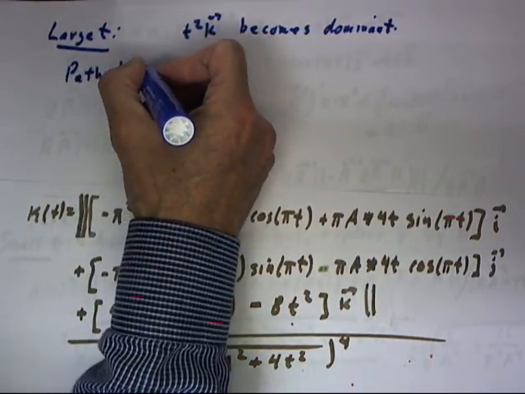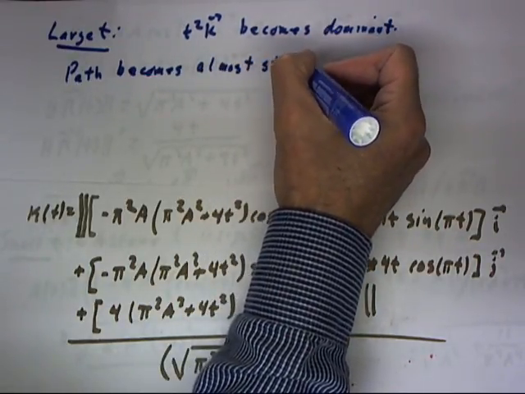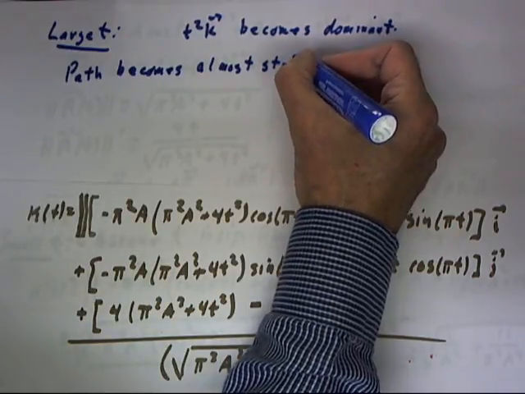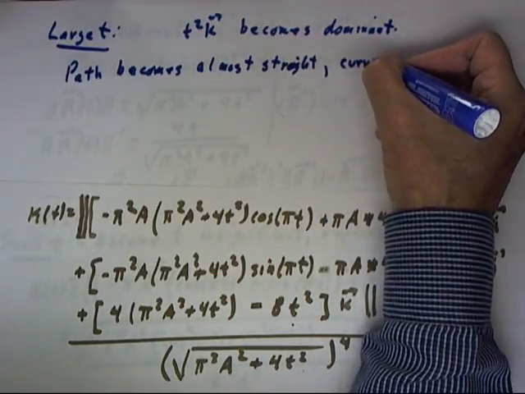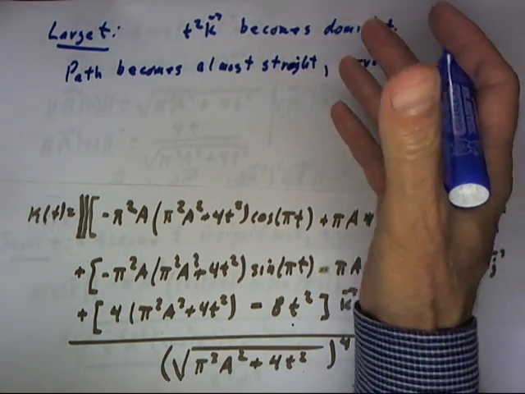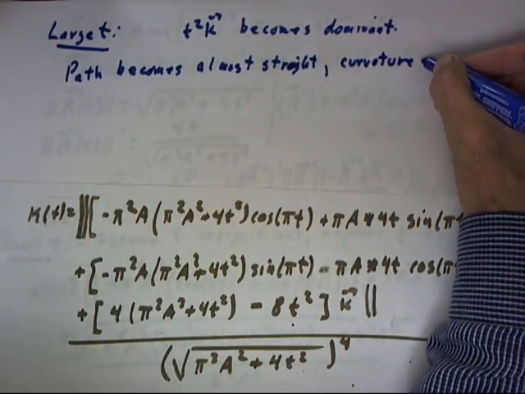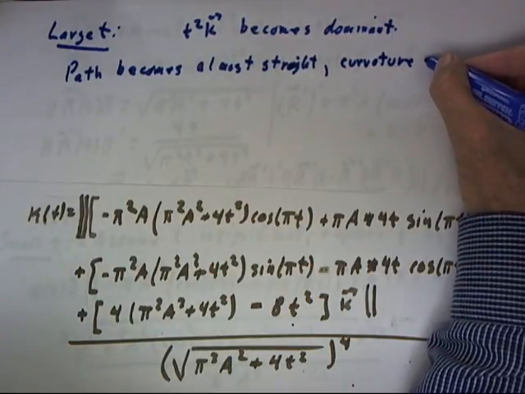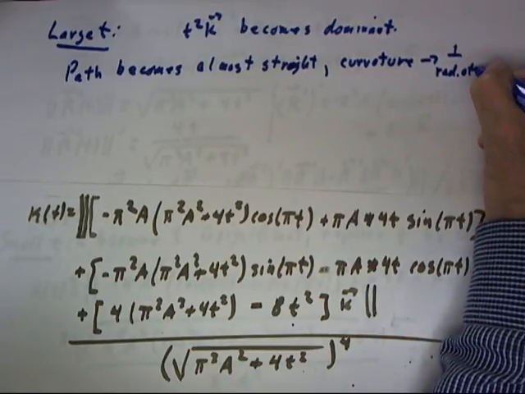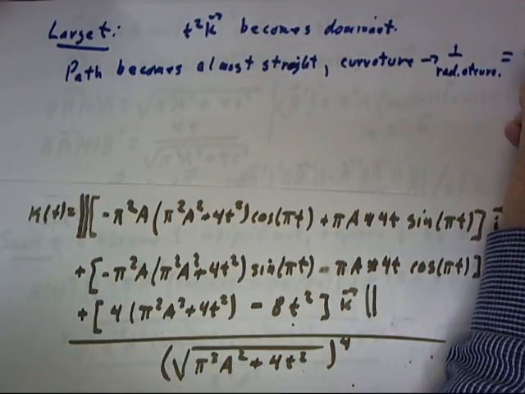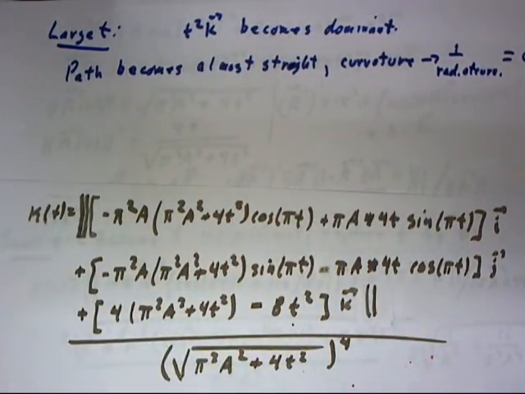So the path becomes almost straight. And the curvature of a straight line, well, the straighter the line gets, the greater the radius of the circle that matches that part of the curve, so the radius of curvature is going to become infinite, and the curvature, which approaches 1 over the radius of curvature, is going to be 0. Radius of curvature is going to approach infinity, and our curvature is going to approach 0.